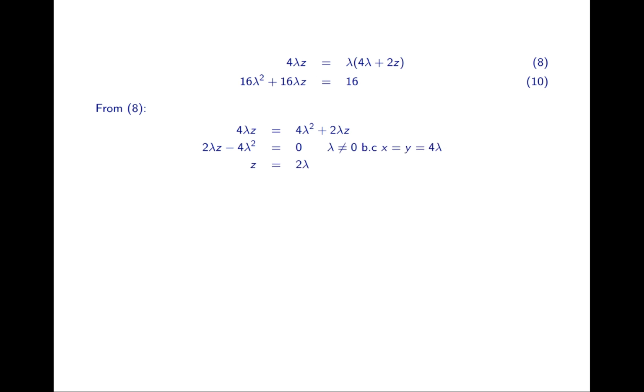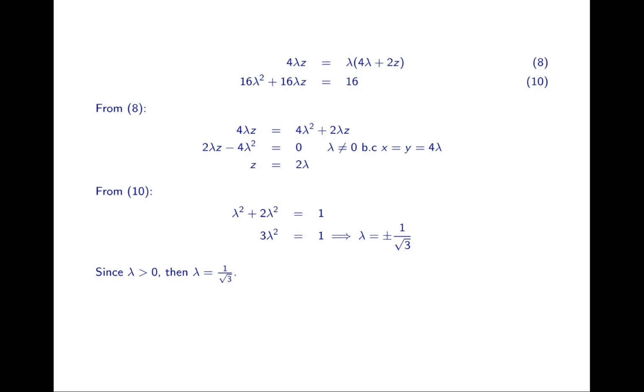Now, of course, lambda is not 0 because remember, x and y are 4 times lambda, and I can't have x and y be 0. So that would imply that z is 2 times lambda. Okay, so if I replace all my z's with 2 times lambda, then I just have an equation of lambda. It means 3 lambda squared is 1. So lambda is either 1 over the square root of 3 or negative 1 over the square root of 3.